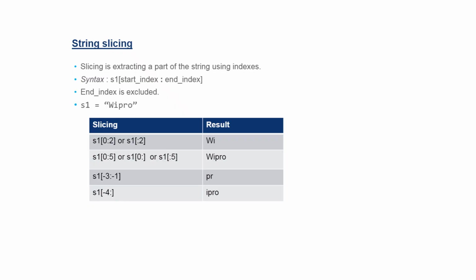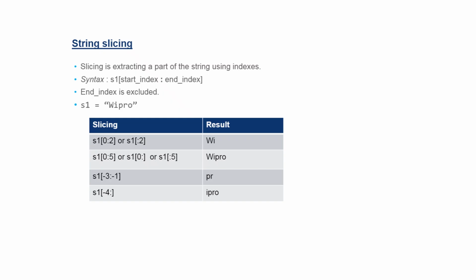See the second one, S1 of 0 colon 5 or S1 of colon 5. So S1 of 0 colon 5 means it prints all the letters from 0 to last. S1 of 0 colon means, again, the same meaning but the way of representing is different. It also prints start to end. Here 0, the starting position, is given and the ending position is not given, which means it prints all the letters up to the end.